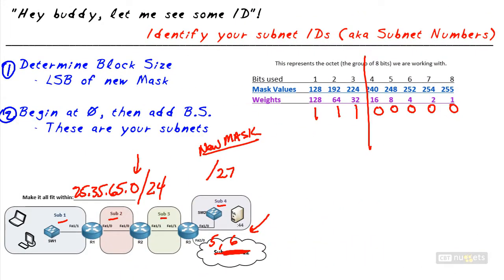I literally would. If you were watching me sitting at a desk and actually going through this, I would have written out the weights. Now, I do have a lot of it memorized, but on an average day, I would write out the weights, and I'd say, okay, great, my block size is 32, because that's the least significant bit of the mask, the new mask. And I would say my subnets are 0, because that's where we always start. And the next subnet would be 32 more. And the next subnet would be 32 more. And the next subnet would be 32 more. And the next subnet would be 96 plus 32.